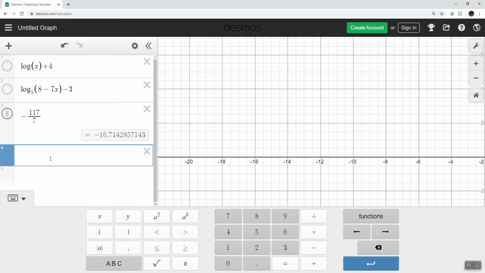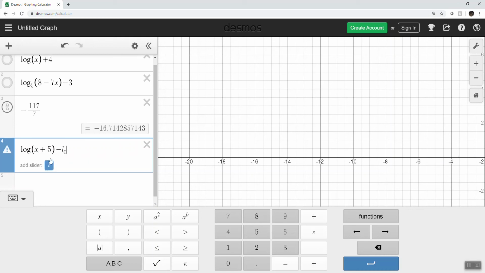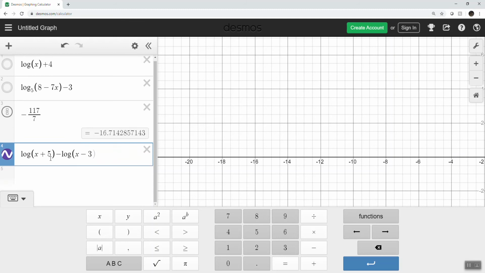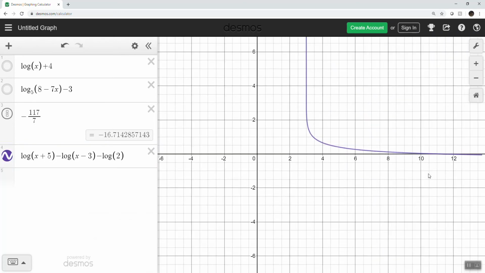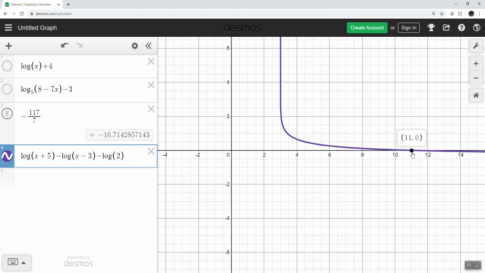All right, the last ones, C was a little bit crazier. We had log of x plus 5 minus log of, oh boy, what happened there? Log of x minus 3, and then that was equal to log 2. So I'm going to subtract that to the other side. So all I have to do is look at where it crosses the x-axis. In other words, the intercepts method. And note it crosses the x-axis at exactly 11. That was the solution we had found analytically. Again, so far, I'm on top of my game.